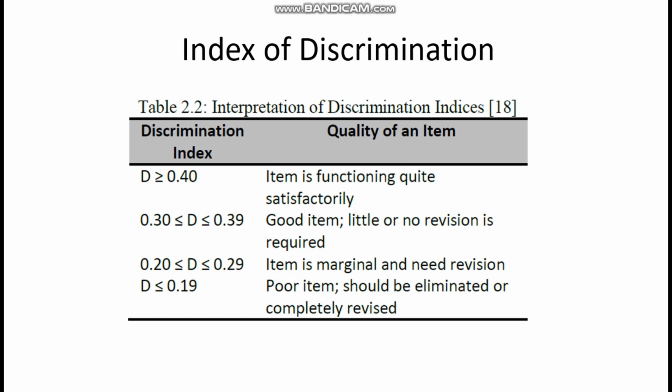Sa index of discrimination naman, to discriminate the bright students from the not so bright ones, sa kay Ebel, yung discrimination index that is equal to or greater than 0.40 means that the item is functioning quite satisfactorily, while if it's between 0.30 to 0.39, the item has a good quality and there is little or no revision required. While if it's from 0.20 to 0.29, the item is marginal and needs revision. And if it's less than 0.19, the item is poor and it should be eliminated or completely revised.